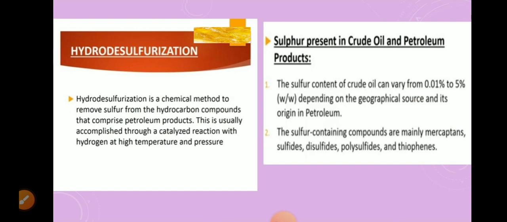Sulfur content in crude oil and petroleum products. The sulfur content of crude oil can vary from 0.01% to 5% weight by weight depending on the geographical source and its origin in the petroleum. So we can say that the sulfur present in crude oil and its content depend upon location. The sulfur containing compounds are mainly mercaptans, sulfides, disulfides, polysulfides and thiophene, and these have a very bad odor.